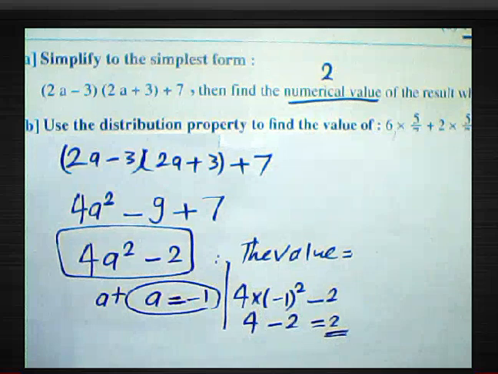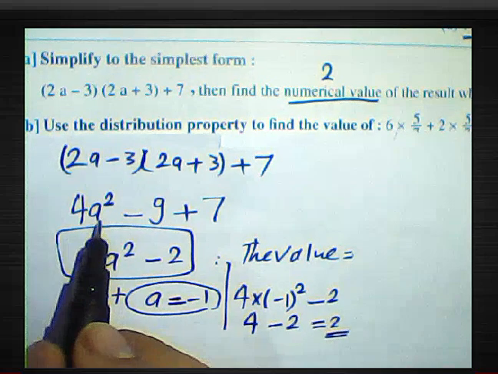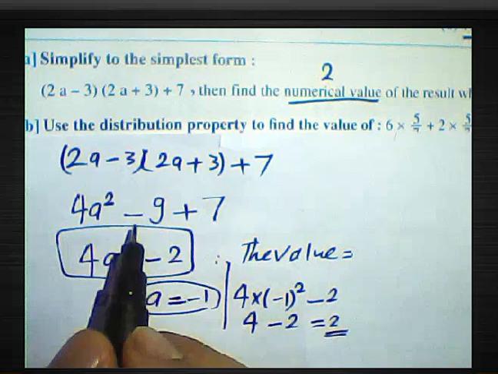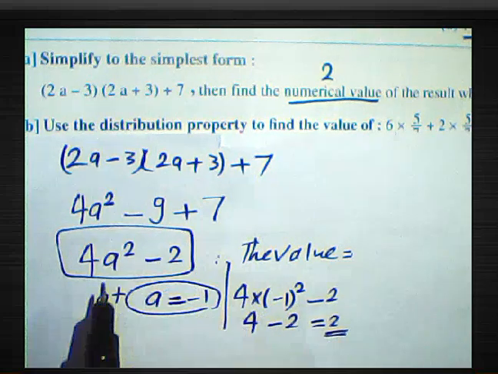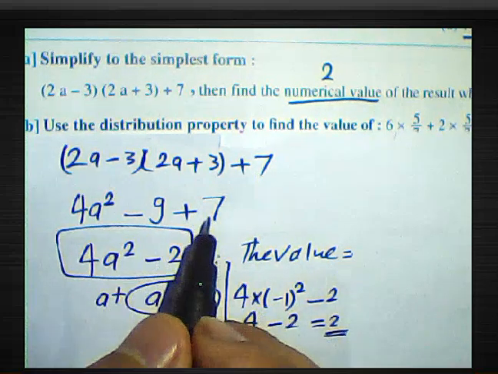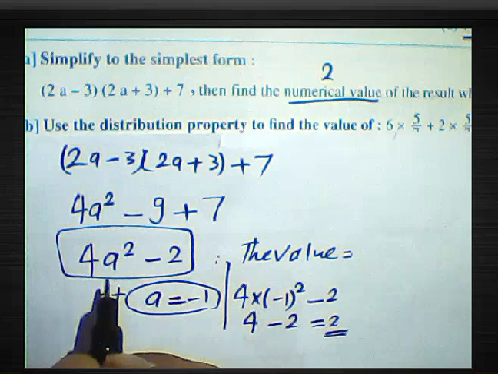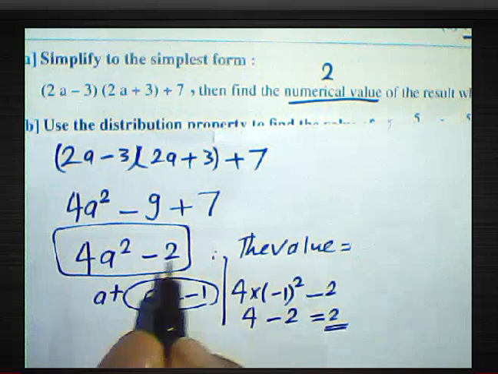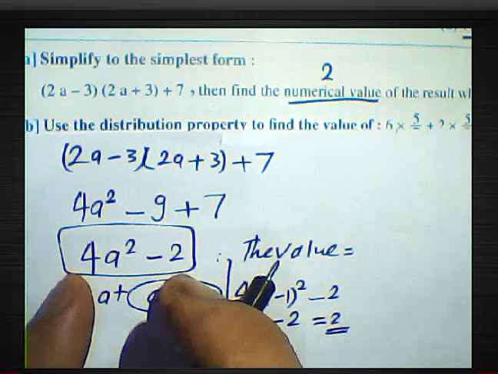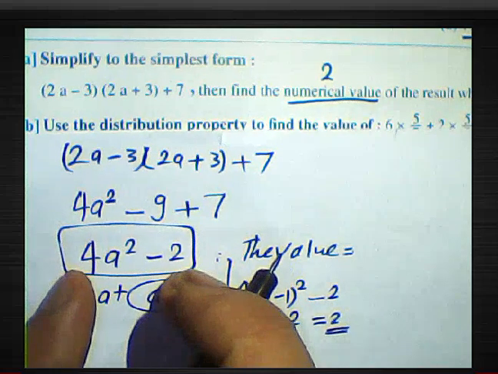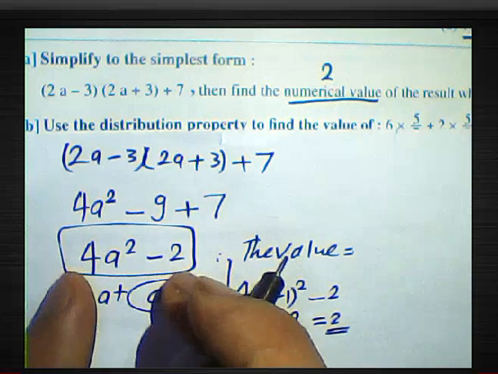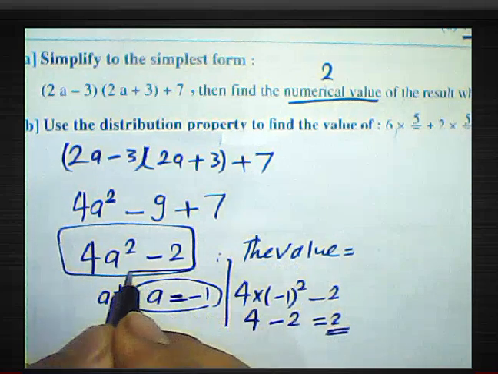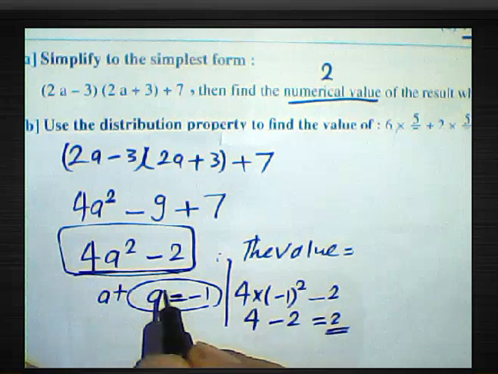Again, 2a times 2a equals 4a power 2. Negative 3 times 3 equals negative 9. And plus 7 here. Negative 9 plus 7 equals negative 2. Then you must write 4a power 2 minus 2. Don't subtract them, because we have different, not similar terms here. They're different. It's the final value of the expression.